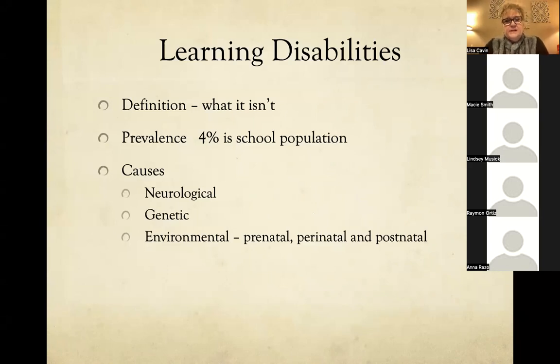A learning disability is not a student who is a slow learner, a student who has a low IQ and low achievement. A student with a learning disability is a student who has the capability, we would expect for them to have the capability to learn, but for some reason, there's this unexpected lack of achievement in academic areas.